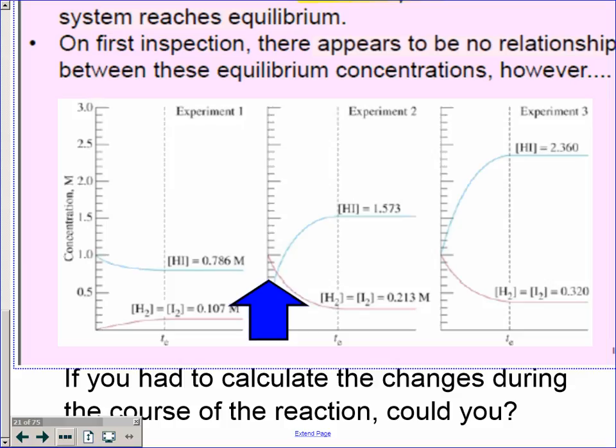If this was your initial for HI, but the equilibrium was here, you could find the change. So if you find the change of one thing, you can find the change of the other thing because you have the stoichiometric relationship between them. So if this one changed by 4 moles, these are going to both change by less than 4, right? Because they're stoichiometrically a 2-to-1 ratio.